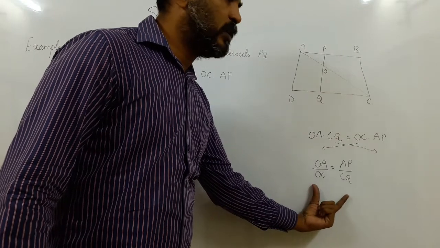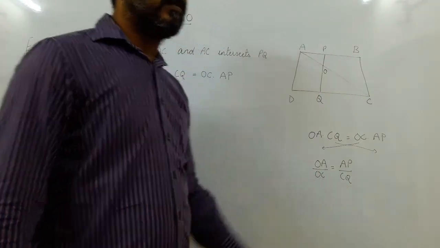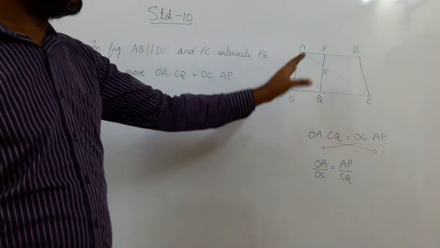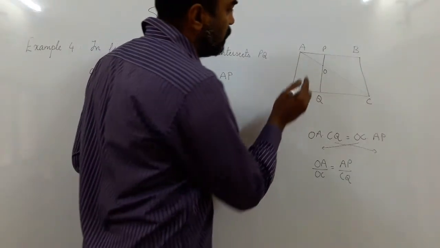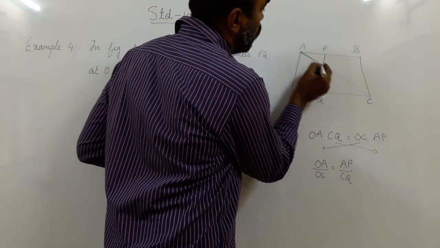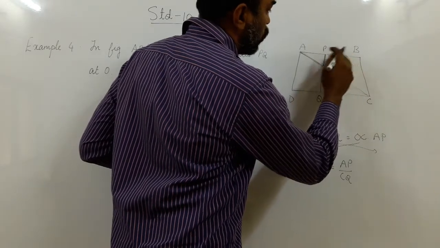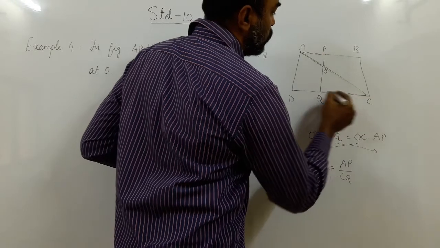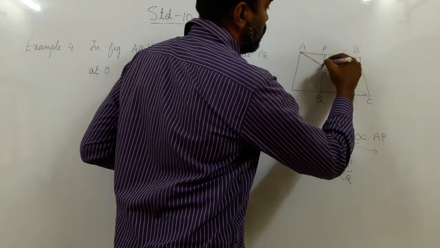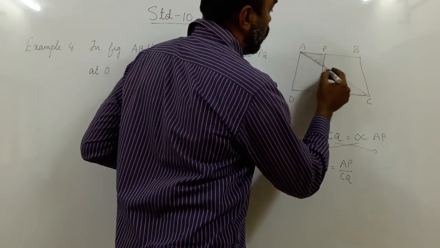Now how can I show the ratios are equal? I can show ratios are equal if triangles are similar. Now comes the point, which triangles should I take here? So which sides have I got? Now let me see. I have got sides OA and OC, and OP, not OP, sorry, I have not got OP, I have got AP and I have got QC. So it's natural I will take these two triangles, yes? I'll shade it for you.